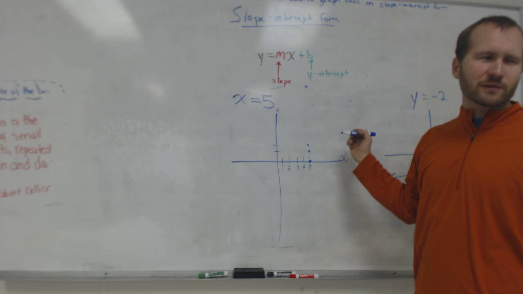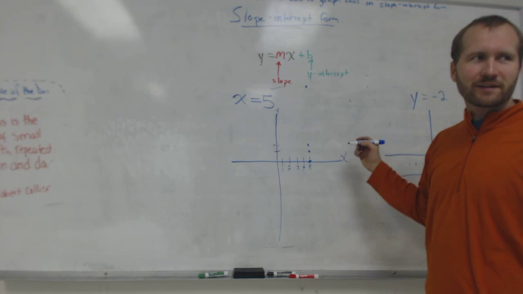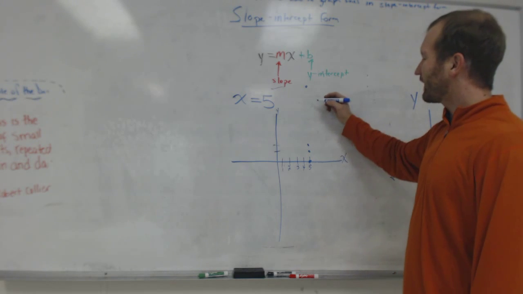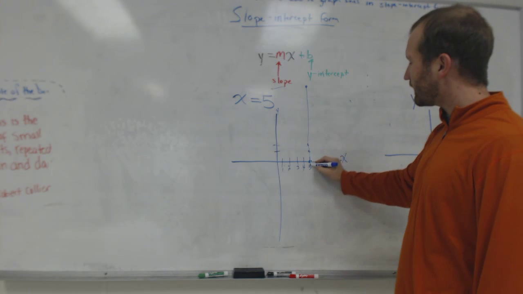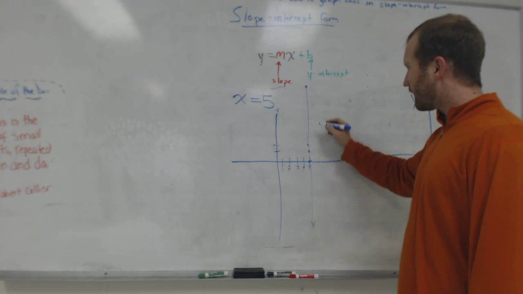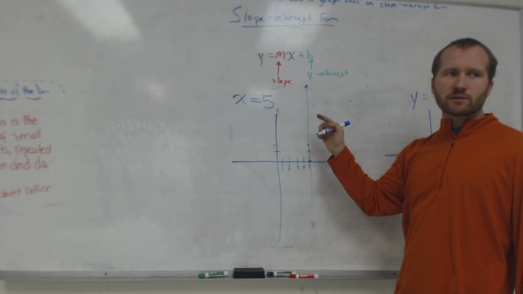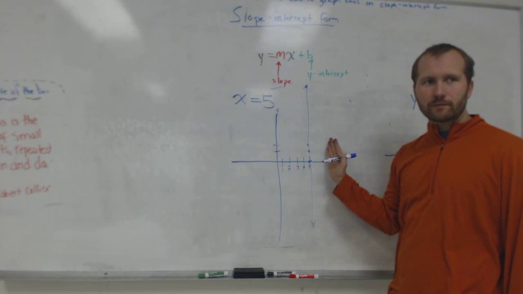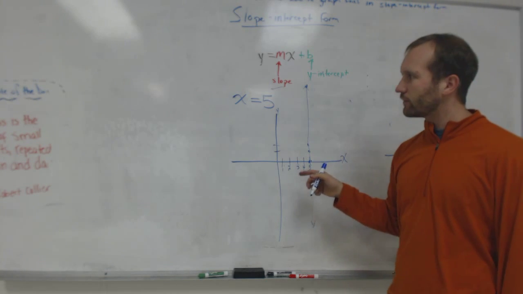So this line, just like you guys are saying, it goes straight up and down. So x equals 5 is going to be a vertical line that goes through this place where x equals 5.